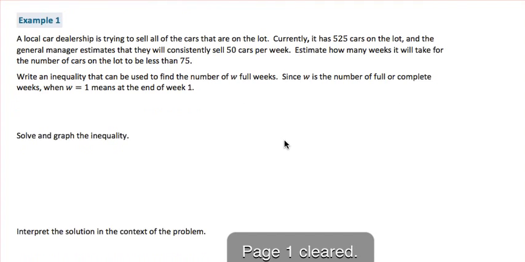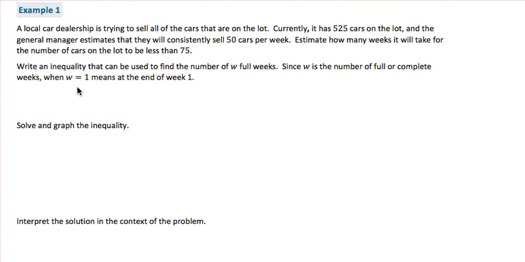Example 1. A local car dealership is trying to sell all of the cars that are on the lot. It currently has 525 cars on the lot, and the general manager estimates that they will consistently sell 50 cars per week. So we want to know how many weeks it will take for the number of cars on the lot to be less than 75. And we'll have to write an inequality that can be used to find the number of W full weeks. And when W is equal to 1, it means at the end of week 1.